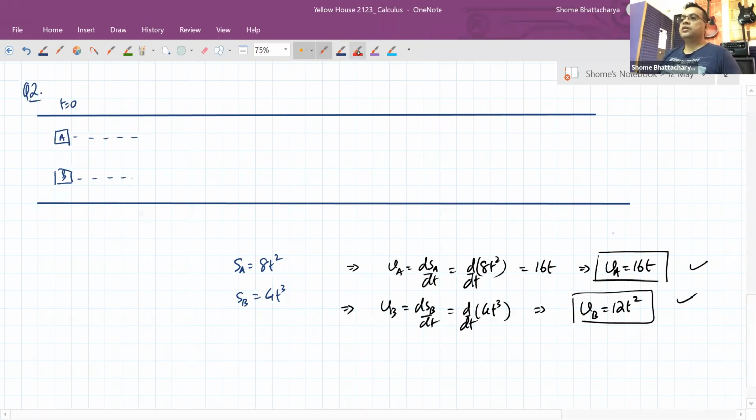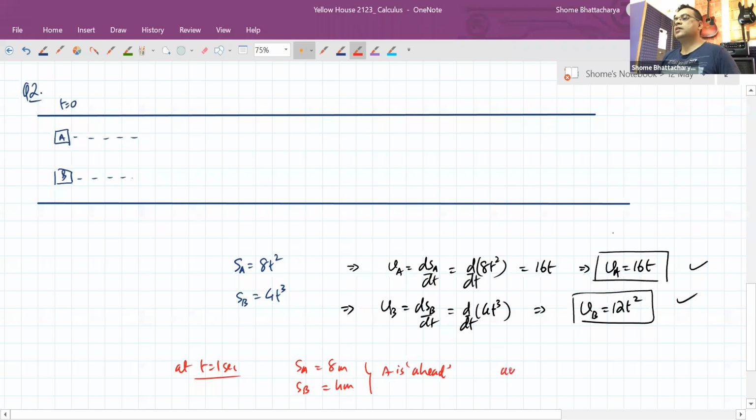So for example, suppose we check at time t equal to 1 second. What is happening? A and B's positions are 8 meters and 4 meters, so definitely A is ahead of B. And also A and B's velocities are 16 meters per second and 12 meters per second, so A is moving faster. If we were to check this diagram, we would see that at t equal to 1 second, A is somewhere here, and correspondingly B is somewhere behind. And A has a velocity like this of 16, while this one has a comparatively smaller velocity.